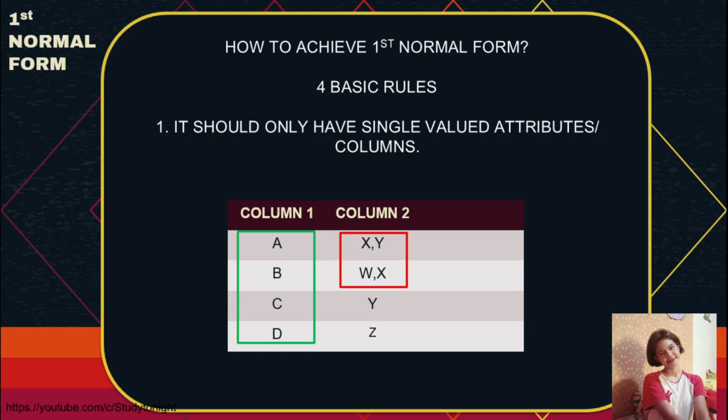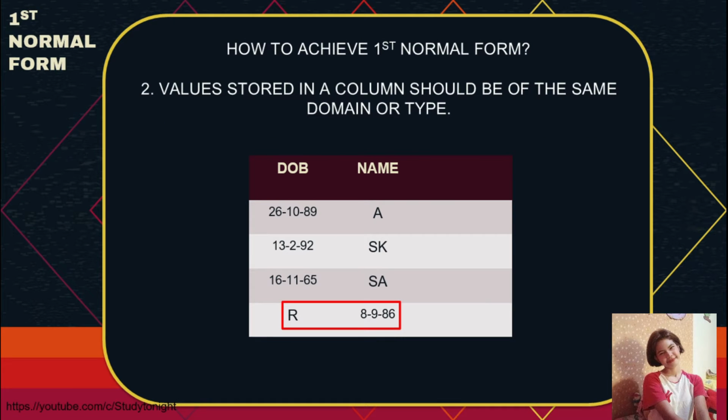As you can see on the table, column 1 has only single values, so that is correct, while column 2 is wrong because it has two or multiple values. Second rule, values stored in a column should be of the same domain or type. In each column, the value stored must be the same kind or type.